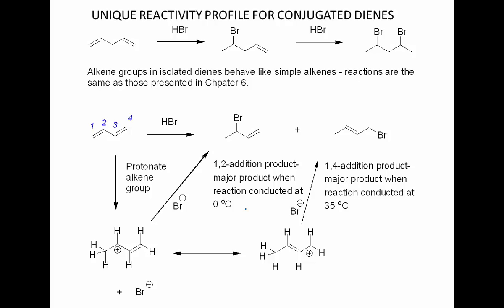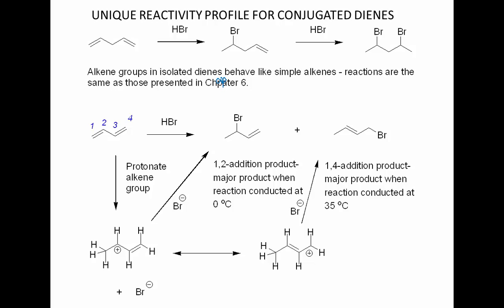Let's look at some of the unique reactivity that we associate with conjugated diene systems. If we look at isolated dienes up here, we react this compound with HBr. Nothing special happens. If we add 1 mole, it goes to the more substituted carbon. It gives you the Markovnikov product, as you'd expect. And if you add a second mole, it would just add to the other alkene in exactly the same fashion.